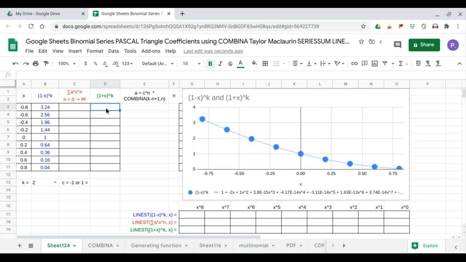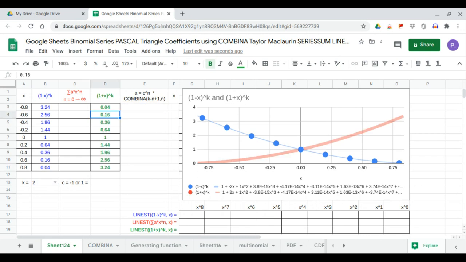Next, we use this array formula for 1 plus x to the k. So array formula of the quantity 1 plus x raised to the power k. And you have this trend line. And the trend line equation is 1 plus 2x plus x squared. It's different from this. This is 1 minus 2x plus x squared. This one is 1 plus 2x plus x squared. And Pascal triangle coefficients now is 1, 2, 1.